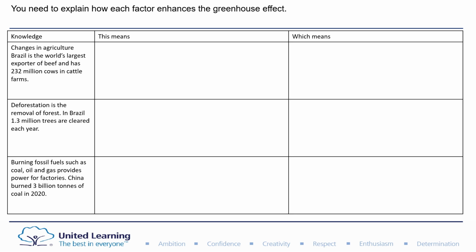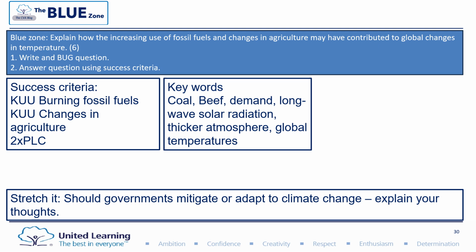Lovely. Right, well done guys. So we finally come on to your blue zone task, and I'm not going to drone on for long. What we need to do is write out the question. We've got to explain how the increasing use of fossil fuels and changes in agriculture may have contributed to global changes in temperature. So I want you to bug the question. I want you to answer the question using the success criteria. So you need to do a KU on burning fossil fuels and a KU on changes in agriculture, and that means farming. Two bits of PLC should be in the answer as well, explained. So what you need to do is explain how fossil fuels cause climate change and how farming causes climate change.